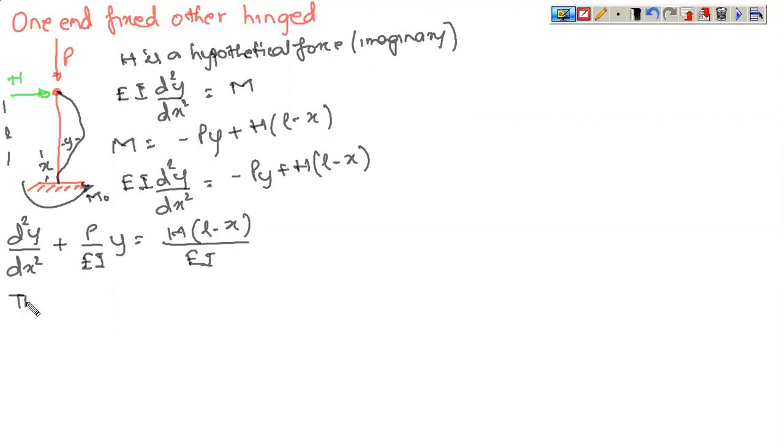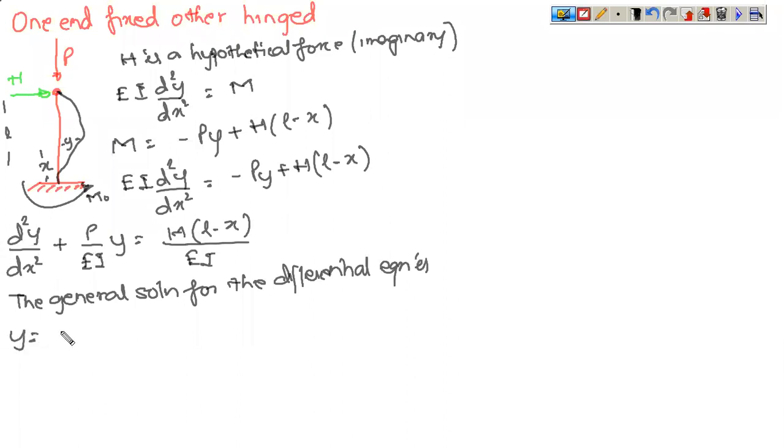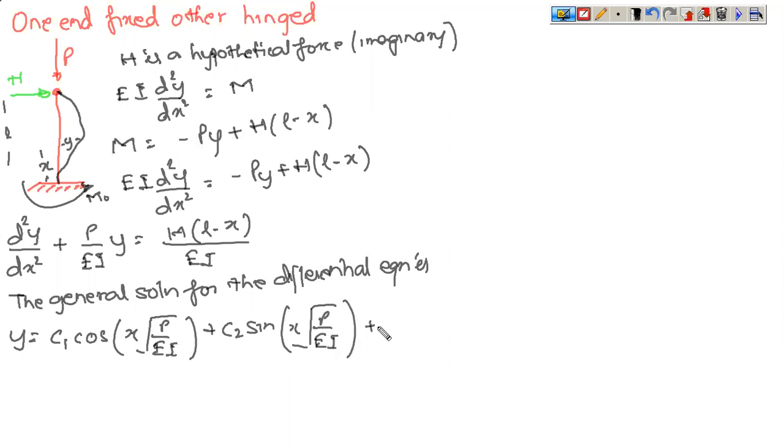Now the general solution for this differential equation is, if you look at the general solution, you have y is equal to c1 cos x under root P by EI plus c2 sin x under root P by EI plus H by P into (L minus x).